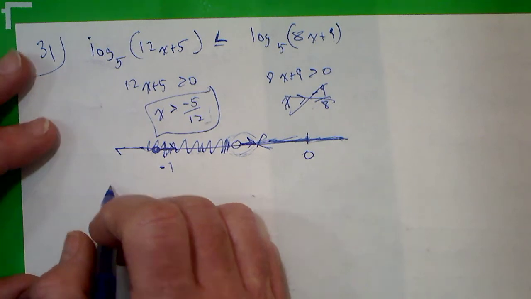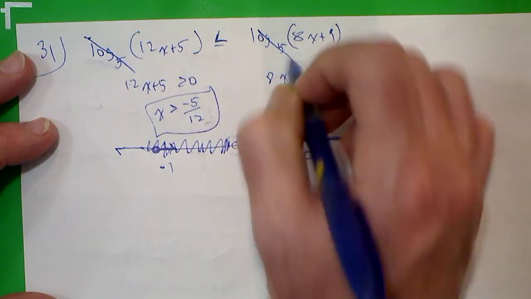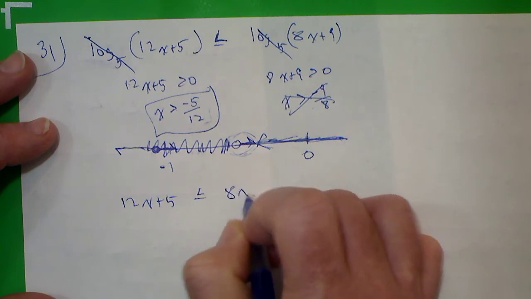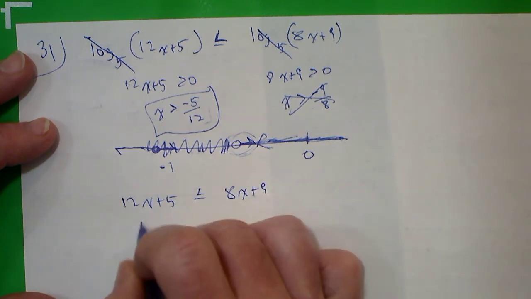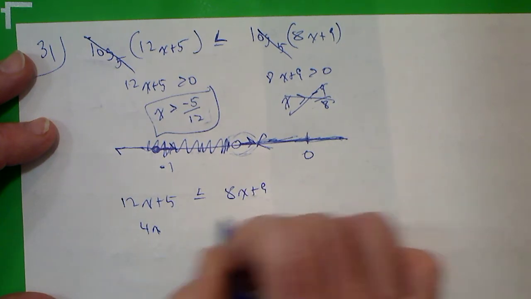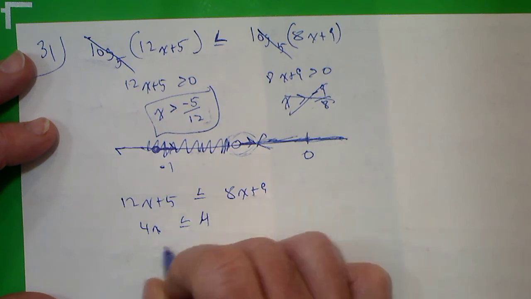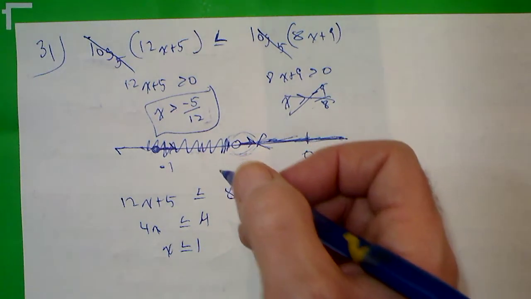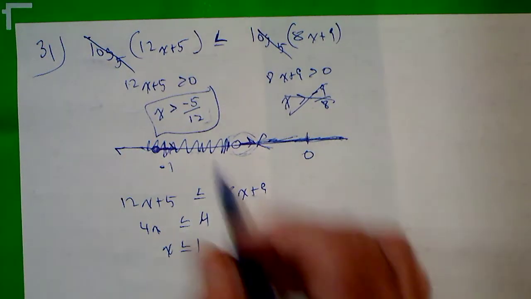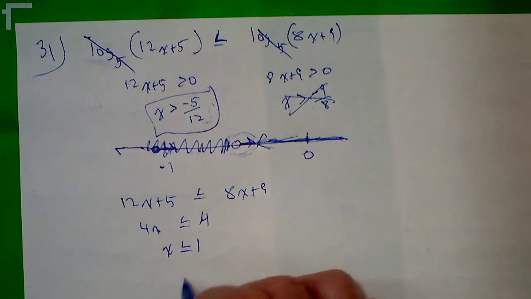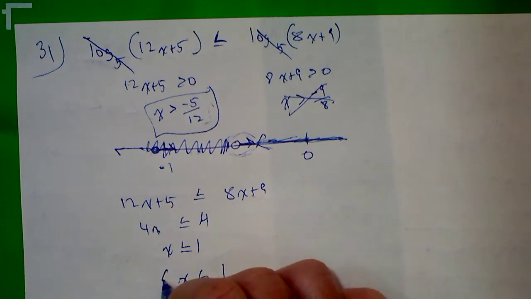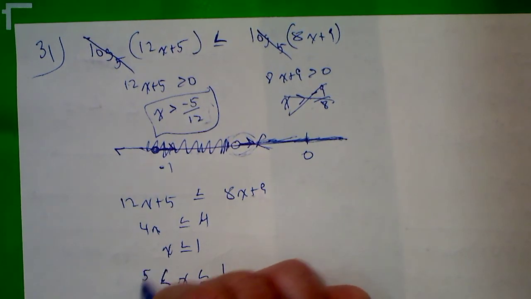I just took up a lot of space for that. So the logs cancel. So 12x plus 5 is less than or equal to 8x plus 9. Minus 8x is 4x, minus 5 is 4, so 4x is less than or equal to 4. So x is less than or equal to 1. All right, so it is less than, and this has to be greater than negative 5/12. So x is less than or equal to 1 and greater than negative 5/12.